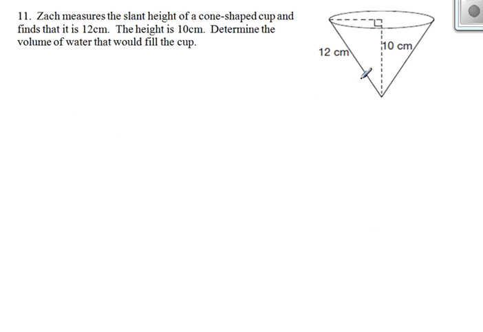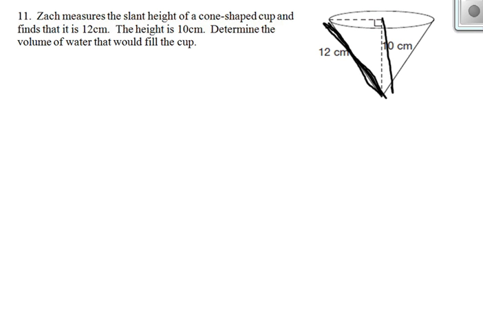Let's look at number 11. It says Zach measures the slant height of a cone-shaped cup and finds that it is 12 centimeters. So slant height, hopefully it makes sense as to what that means. It's the slanty side of a cone. The height is 10 centimeters. Determine the volume of water. So I have a cone and I need volume.